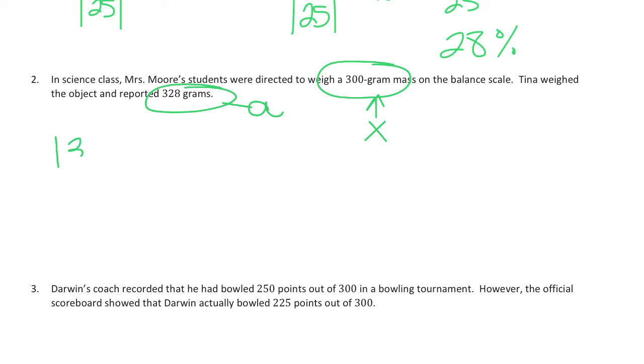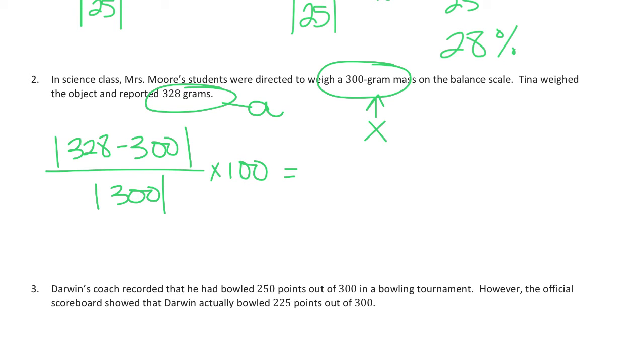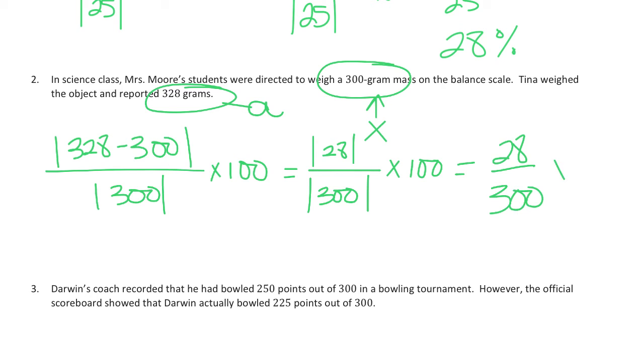So absolute value of 328 minus 300 over the absolute value of 300 times 100. So after I subtract, I have the absolute value of 28 over the absolute value of 300 times 100. So I have 28 300ths times 100. And when I do that, I have a 9 1/3% error. So she was off by 9 1/3%.